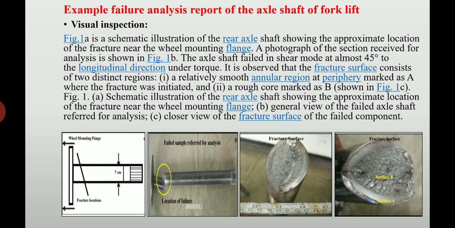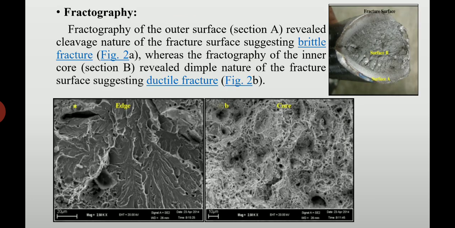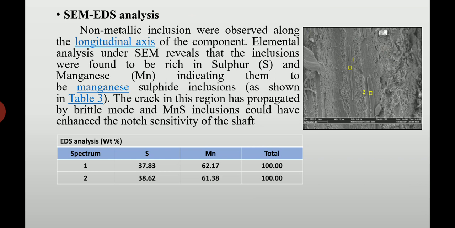This is the visual inspection. Chemical analysis, that is the fractured surface chemistry and the specification of the given component. Fractography, where inclusions are shown in the structures. Microstructure analysis, where case hardening has a separate microstructure and the normal heat treated surface has a different microstructure. EDS analysis, that shows sulfide inclusions and manganese inclusions on the surface of the failure.